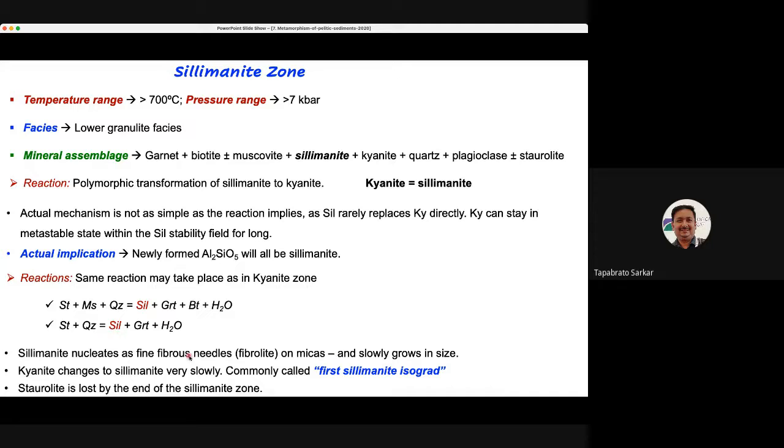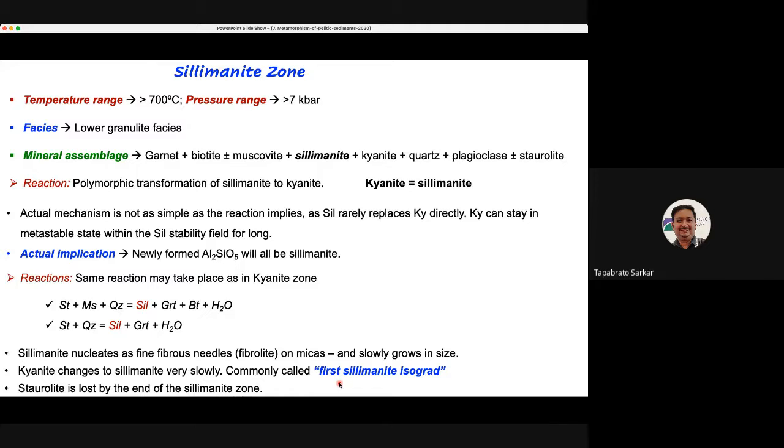The sillimanite nucleates as fine fibrous needles, which is called fibrolite, on the micas. Okay, so if the muscovite converts to sillimanite, there are sillimanite needles developing on the mica and the staurolite, and they slowly grow in size with the increase in temperature. Kyanite changes to sillimanite very slowly, and this forming of the sillimanite is called the first sillimanite isograde. Now, why is it called the first sillimanite isograde? Which means that there has to be a second sillimanite isograde as well, and we will come to that later.